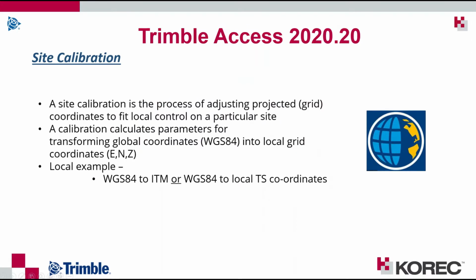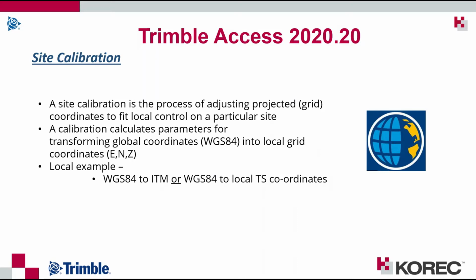In this video, we'll demonstrate how to perform a site calibration in Trimble Access. A site calibration is the process of adjusting projected coordinates, grid coordinates, to fit local control on a particular site. A calibration calculates parameters for transforming global coordinates such as WGS 84, which would be latitude, longitude, into local grid coordinates, typically easting, northing, elevation.